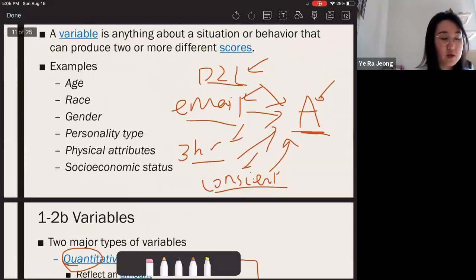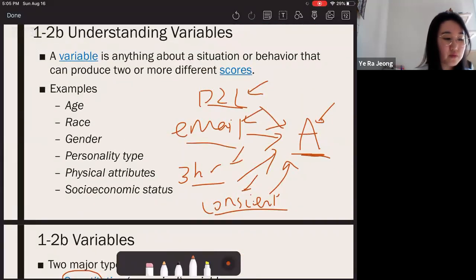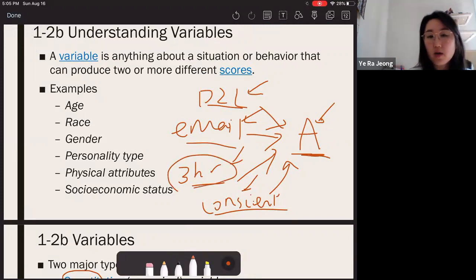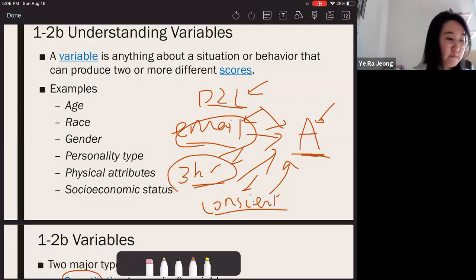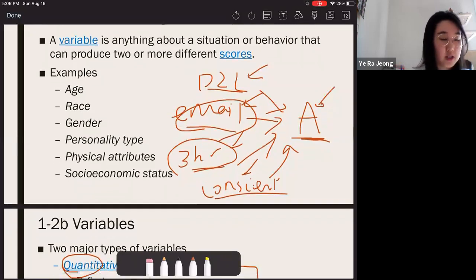So going back to the previous example, if I ask how many hours of stats studying you do every day, that's quantitative because I'm getting a number. There is a specific number of hours people study. Same thing with checking emails. If I ask, how many times do you check emails per day? Again, that's a number. I check 3 times or 1 time, 5 times, that's a number, okay? So that's, again, a quantitative variable.